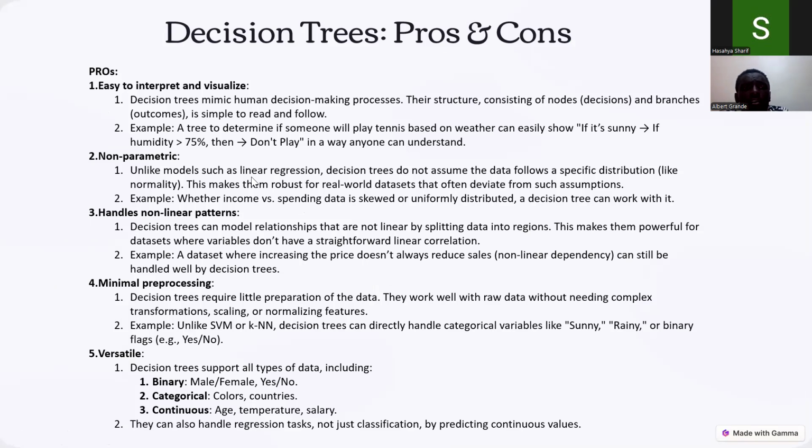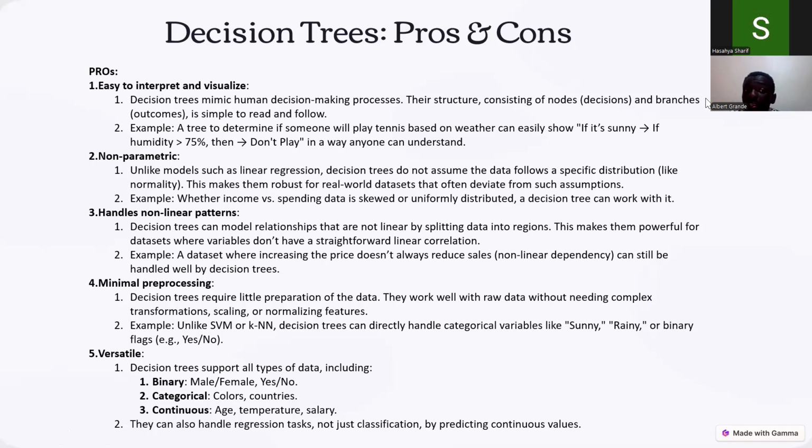Then we have non-parametric, meaning that unlike other models such as linear regression, decision trees do not assume that the data follows a specific distribution. They don't have a normality assumption. So this makes them very robust for real-world data sets. Remember, in other models, we assume that if it is a straight line, it's a straight line. If it's a curve, it's a curve. But that's not the case in decision trees.